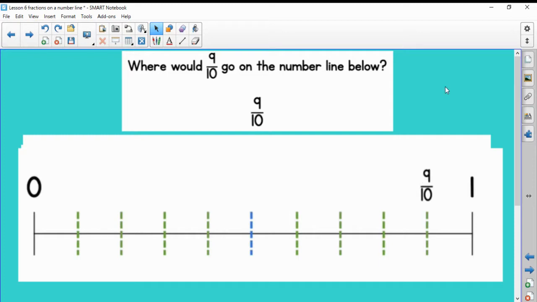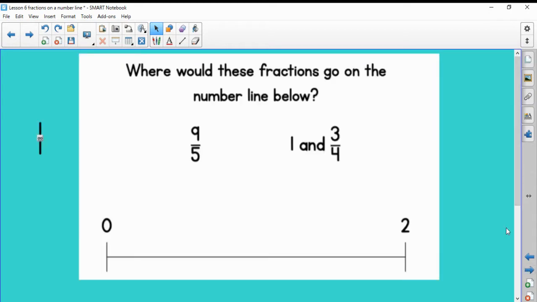Is there an even faster way? Well, if I start here, 1 whole, I know that 1 whole is 10/10. So let's count backwards. 10/10, 9/10. That was much quicker. So now, let's have a look at this one. We're getting very good at these fractions on a number line.